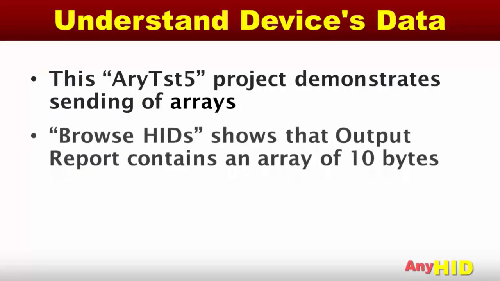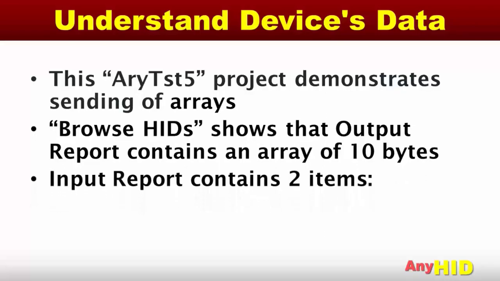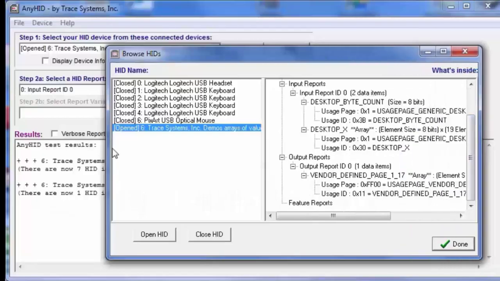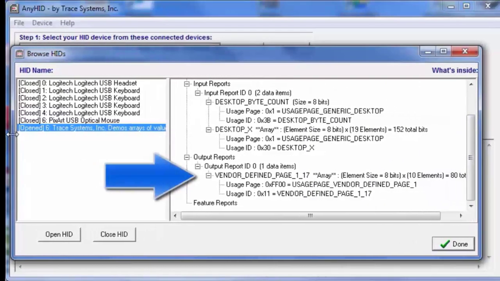The Browse HIDs window shows us that the output report contains a single array of 10 bytes. We can see that the output report contains a single item, an array with 10 items, each 8 bits in size. Windows doesn't know what we named each variable in the source code. Instead, it identifies each variable or array by its combination of usage page and usage ID within that usage page.